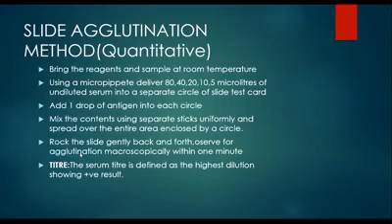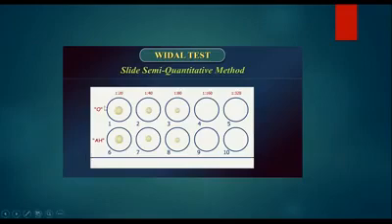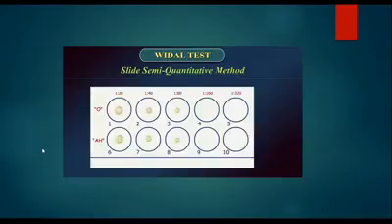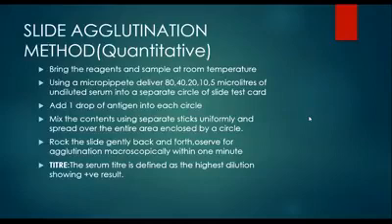Then what are we going to do? We are going to mix the contents. The sticks come along with the kit of this test, and then the entire area of the circle is enclosed by mixing these reagents. Now rock the slide gently back and forth and observe for agglutination macroscopically within 1 minute. The next step is that we have to rotate this card using our own hands so that the contents are mixed properly, and we have to do this for 1 minute, and after that we look for any agglutination macroscopically.